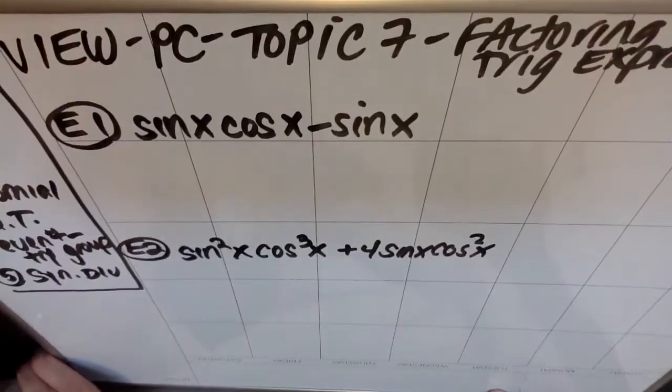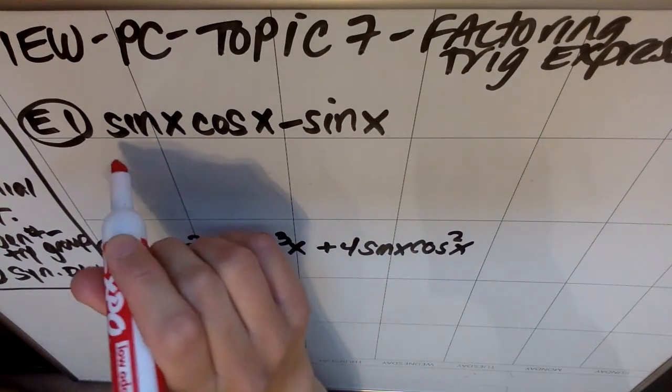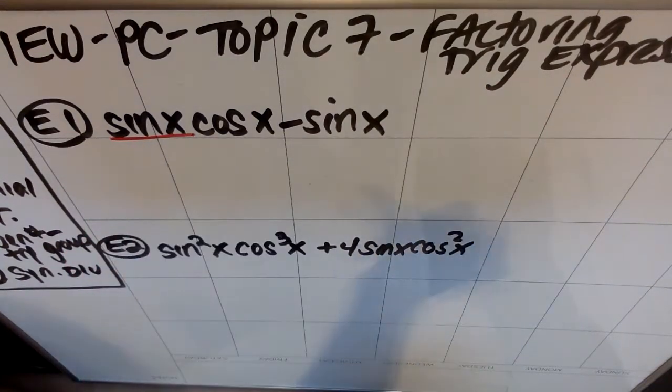So let's start with example 1 and 2. We're going to factor these fully. The important thing to remember when dealing with trig functions is that the stuff inside the trig function is a package deal with the trig function. There's no such thing as just sine. It's sine of x. So this sine x is a package deal.